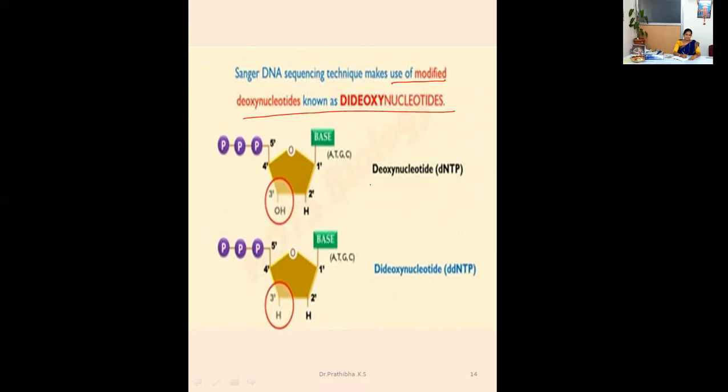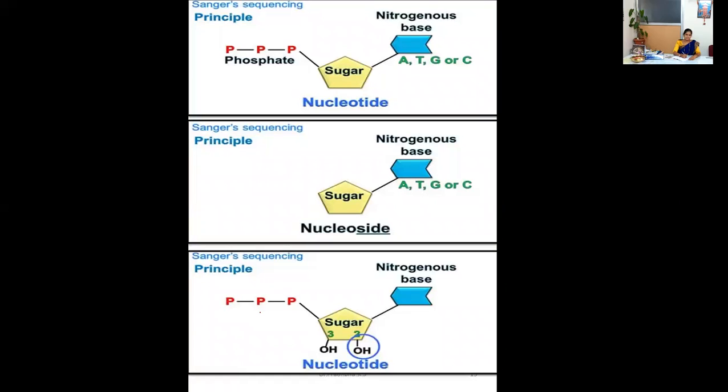What has happened here? This is a deoxynucleotide; the 3 prime hydroxyl will be there. Whereas in dideoxynucleotide triphosphate, the hydroxyl will not be there. Instead, only the hydrogen will be there. That is the main difference: the presence and absence of the hydrogen or hydroxyl in that particular DNA molecule.